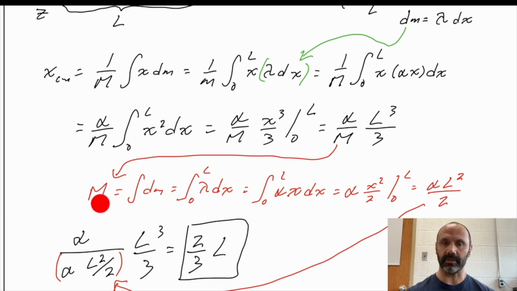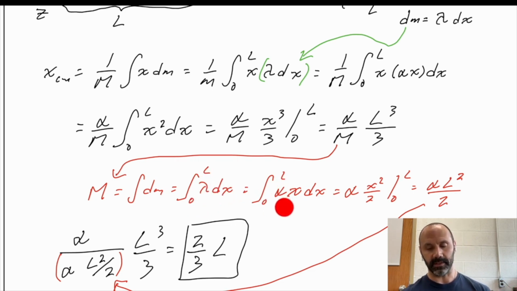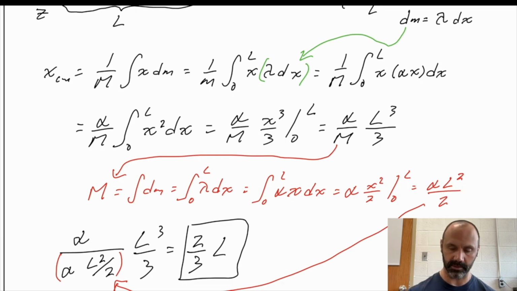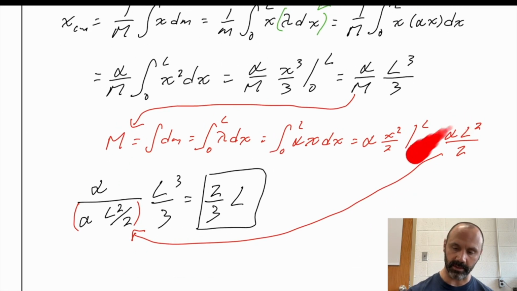To find the total mass, I just have to add up all the little infinitesimal pieces of mass, and I can do that using calculus, right? So dm is like the substitution I used before, lambda dx, from 0 to L. And then from 0 to L, alpha x dx, that's what lambda is, alpha x. Take the integral, I get alpha x squared over 2 from 0 to L. So this is the total mass in terms of L, which is fine. As long as I know the length, then I can plug that in.